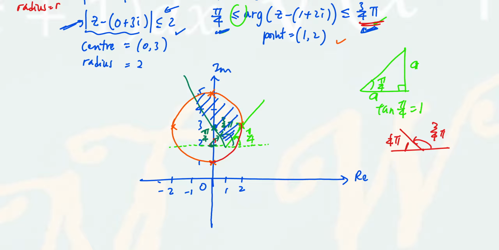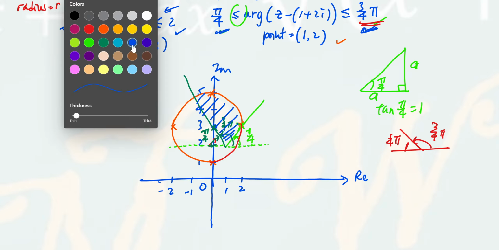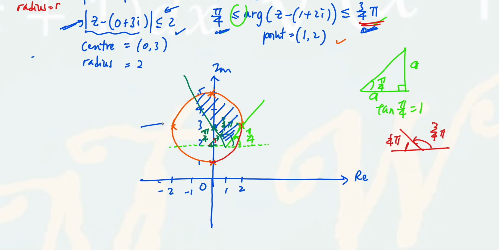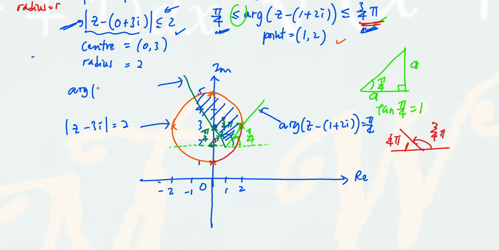Okay, so this is our shaded region. Okay, done for this question. Probably you can just label this, right? This is modulus of z minus 3i equals to 2. And then this is argument equals to pi over 4. And then this line will be argument of the complex number equals to 3 over 4 pi. Okay, so done for this question.